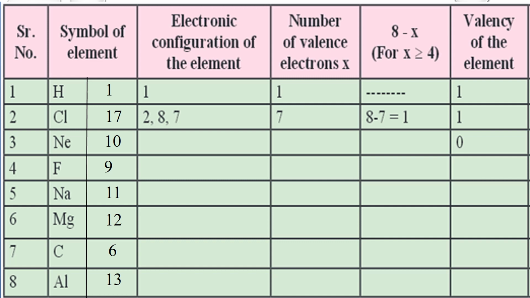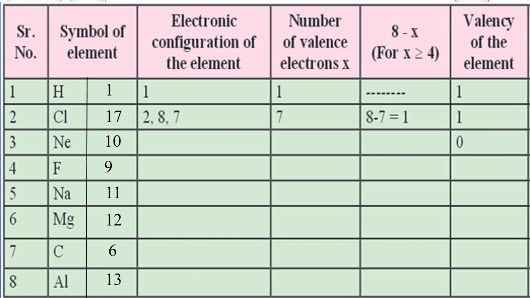The next column is the number of valence electrons. Now, this is very much related to your electronic configuration. Whenever you are writing the electronic configuration, whichever is the last number, I repeat, whichever is the last number in your electronic configuration, that becomes your valence electrons. Alright, we'll look at it, don't worry.